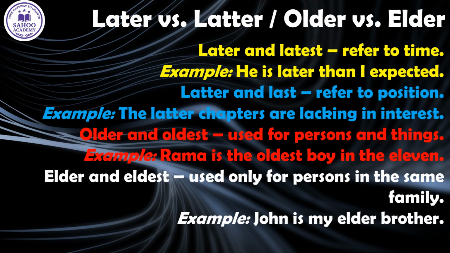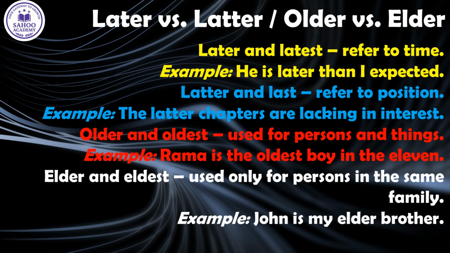Now let's move to the next pair, that is older and oldest. These are used for both persons and things. For example, Rama is the oldest boy in the 11. So here we are comparing ages normally, but elder and eldest are used only for persons and especially for members of the same family.